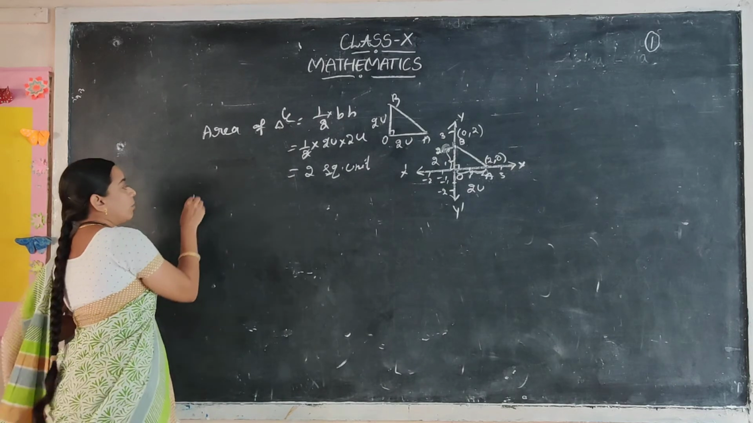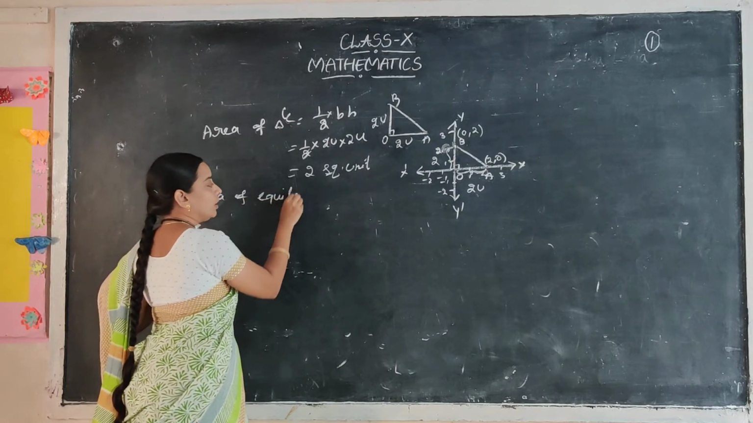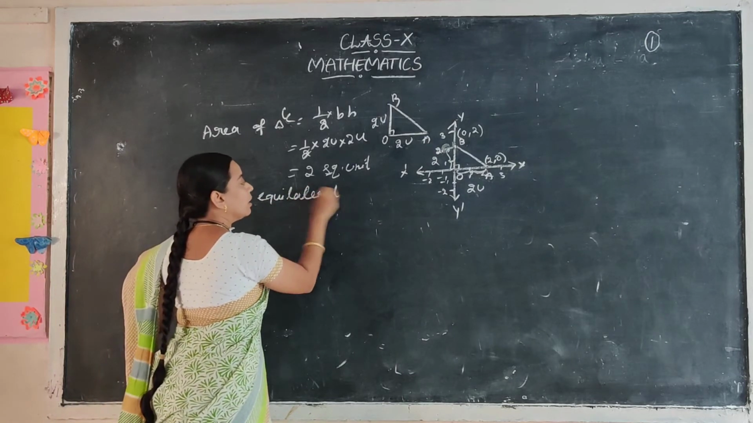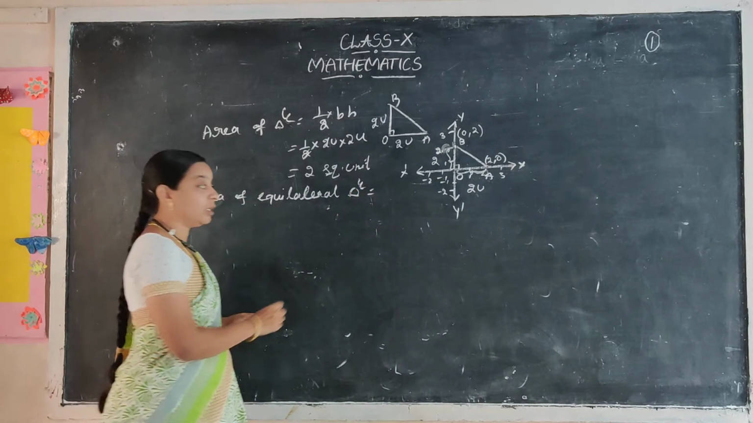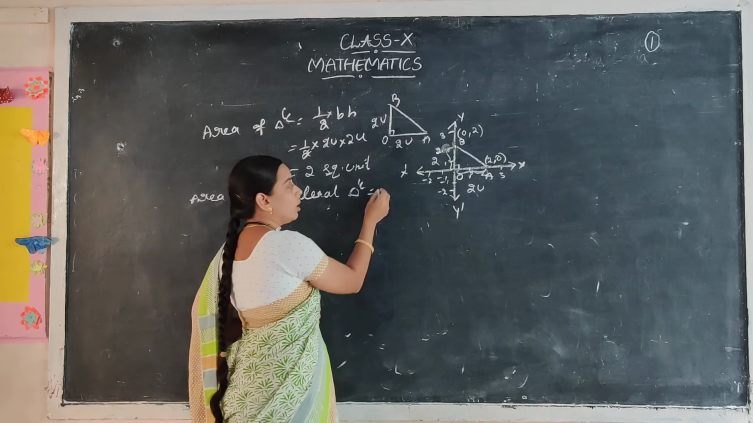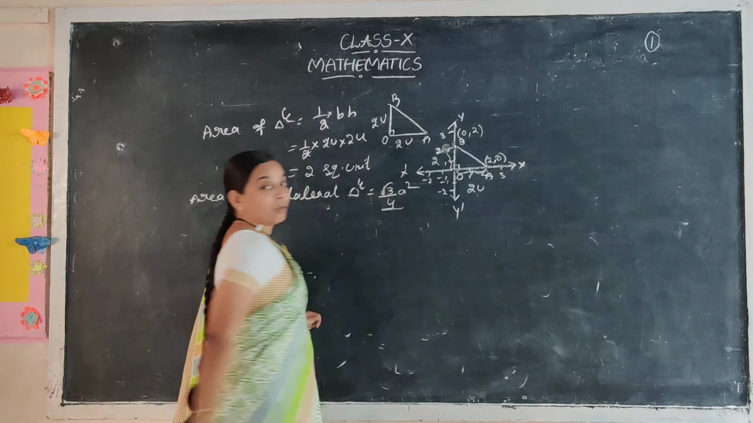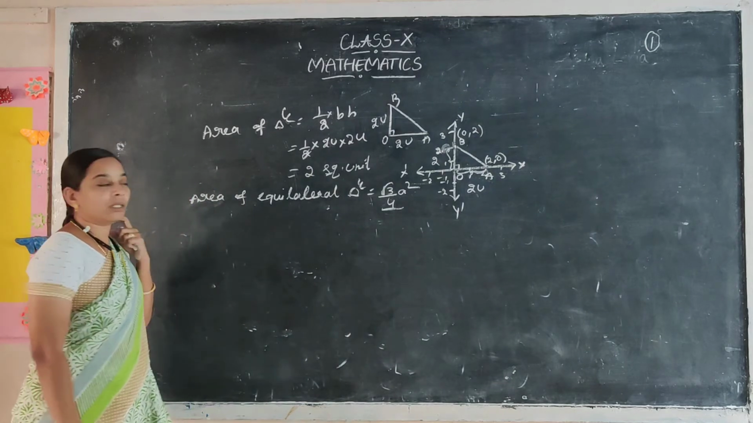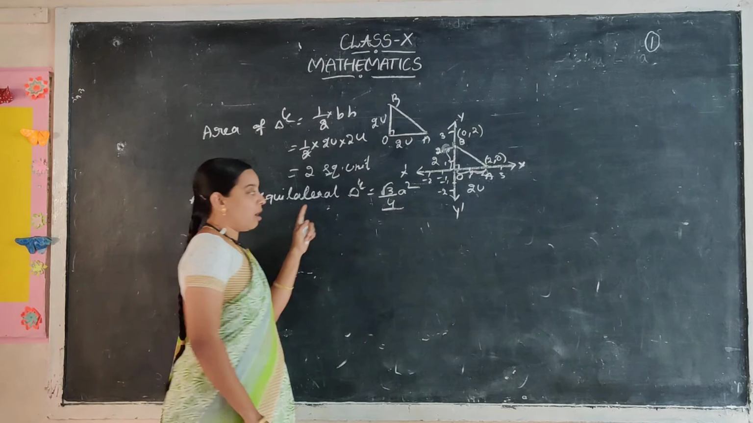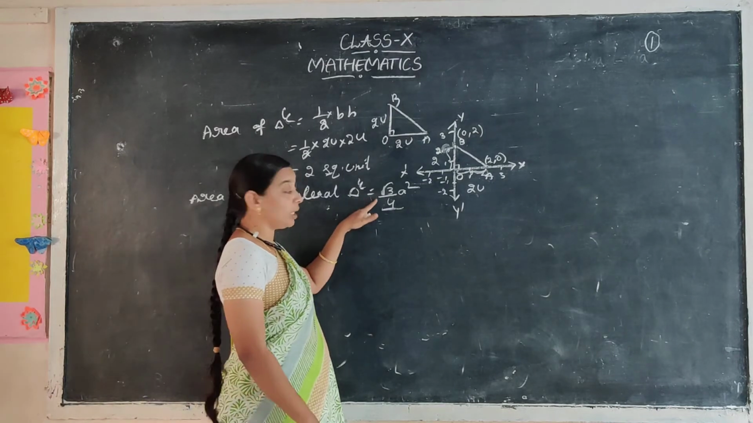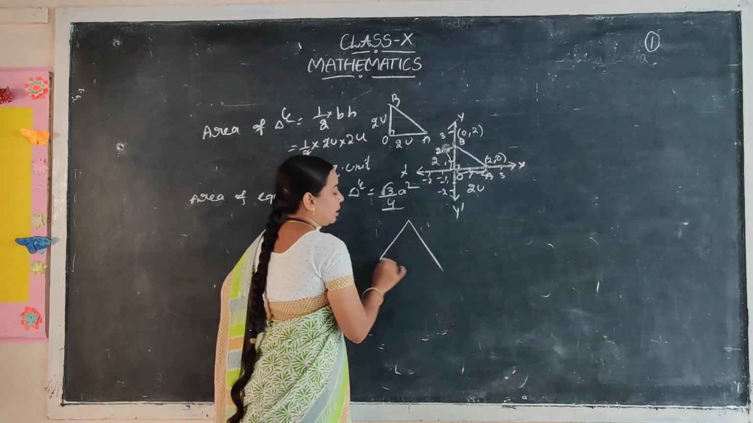Another formula is the area of an equilateral triangle formula. Already the similar triangles chapter is over. In that chapter I introduced the area of a triangle formula. What is that? Root 3 by 4 into a square. So this is the formula to calculate the area of an equilateral triangle. How do we get this formula, root 3 by 4 a square? Let us see that.